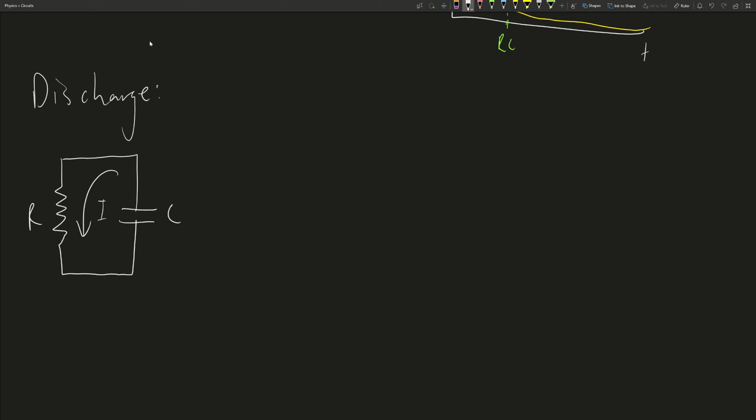So I. Now through KVL, again we'll start with KVL, Kirchhoff's voltage law. We get that the voltage across the capacitor is going to be equal to this current times resistance, which is IR. And now again we have the voltage across the capacitor is equal to Q over C. But this time we have the current here is equal to negative dQ over dt.